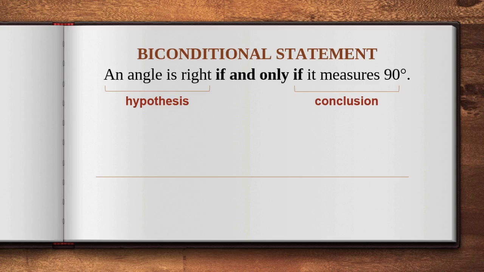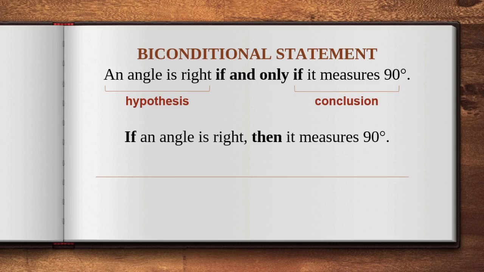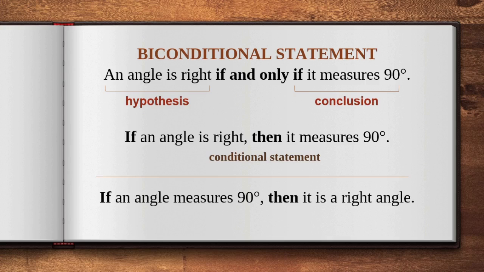Remember, our biconditional statement follows the conditional statement. So let's write the conditional statement first. We change the if and only if phrase to the original if-then form. So if an angle is right, then it measures 90 degrees. This is our conditional statement. And then from the conditional statement, we could write our converse statement. So if an angle measures 90 degrees, then it is a right angle. Okay, that is our converse statement.